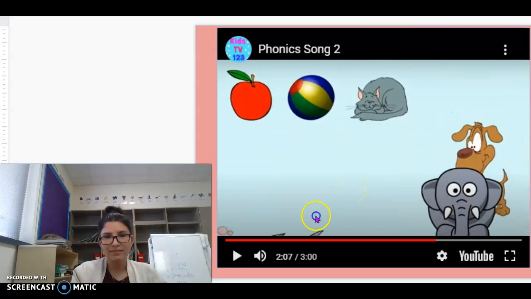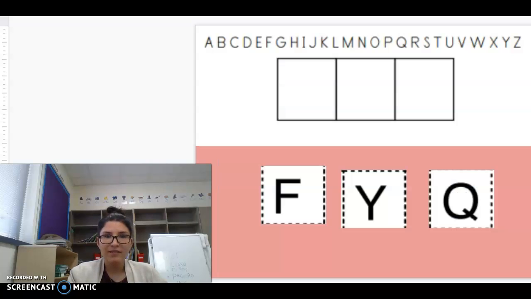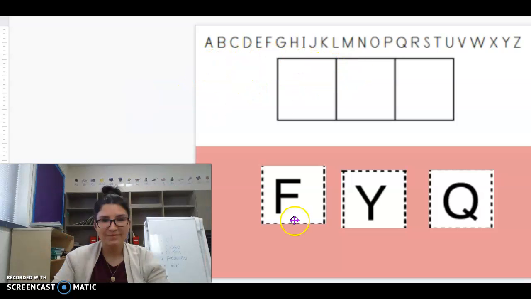So many things. Alright, I hope you enjoyed that little ABC song. Alright, so what we're going to do now is I have a couple of letters, and we're going to put them in order using the alphabet. So up here I have the alphabet all the way from A to Z. Okay, so we're going to use the alphabet A to Z.